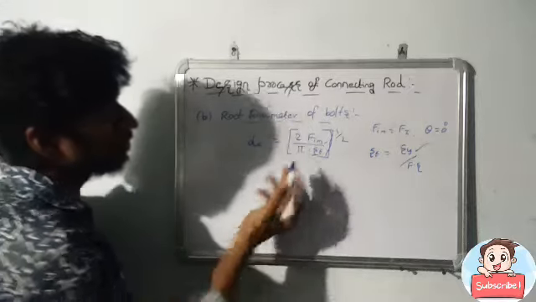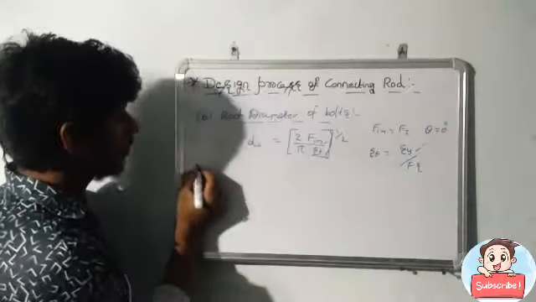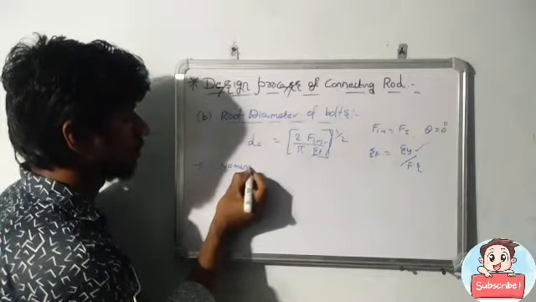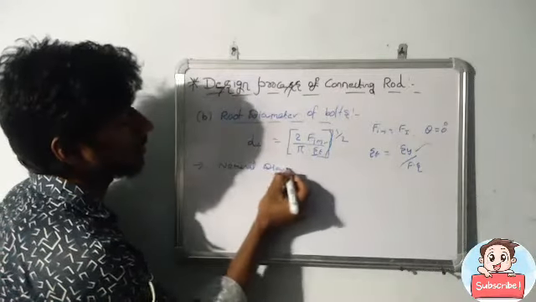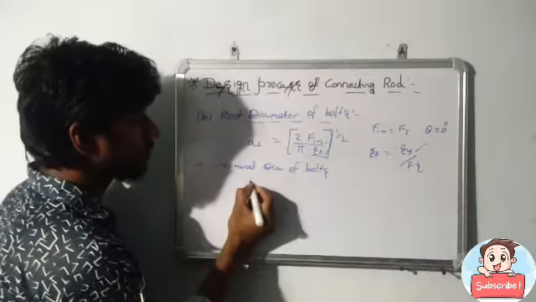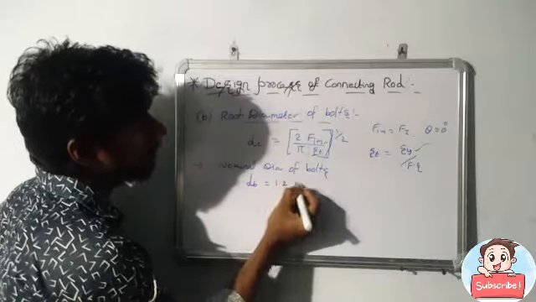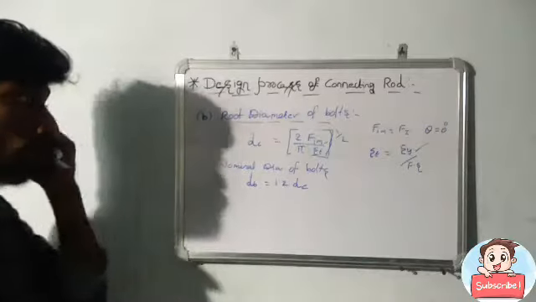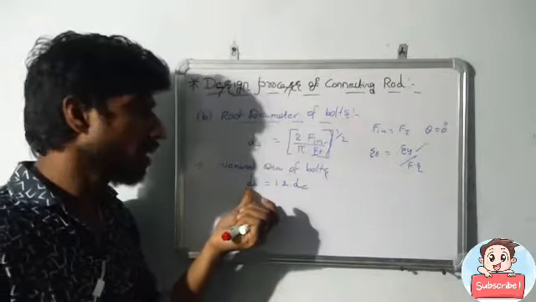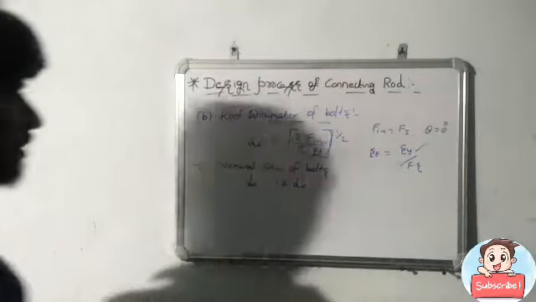Okay, when we know these two terms, it is easy to find out the root diameter of the bolts. Here one more step is involved, that is the nominal diameter of the bolts, indicated by d suffix b, that is equal to 1.2 times Dc. When we know the root diameter, with its help we find out the nominal diameter of the bolts. So this is the sixth step, and we go to the next step, the seventh step here.